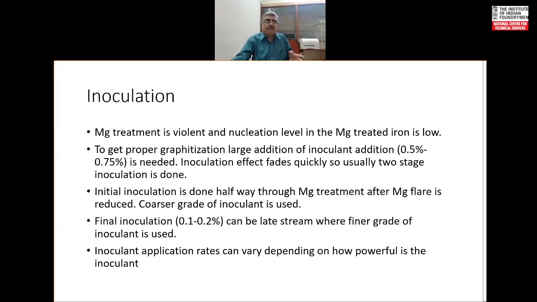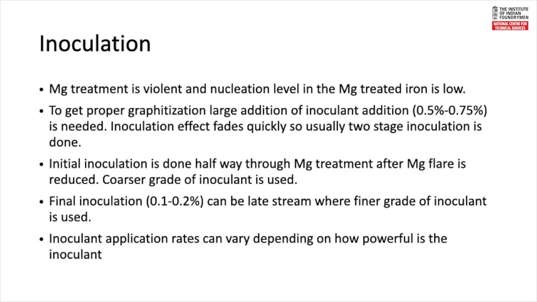Now, let me come to the next important part of the process, inoculation of Ag iron. Magnesium treatment is violent. The nucleation level in the magnesium treated iron is low. Plus, the magnesium itself is a strong carbide stabilizer. So, to get proper graphitization, large additions of inoculants, 0.5 to 0.75%, are needed. The inoculation effect also fades quickly. So, usually two-stage inoculation is done.